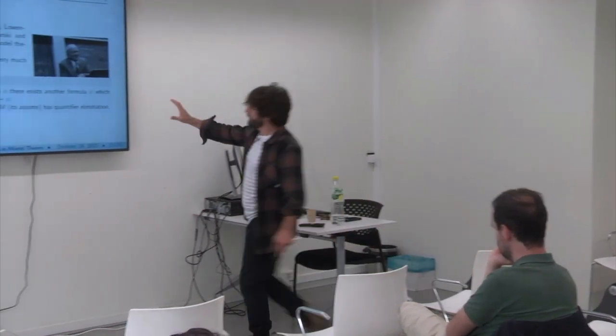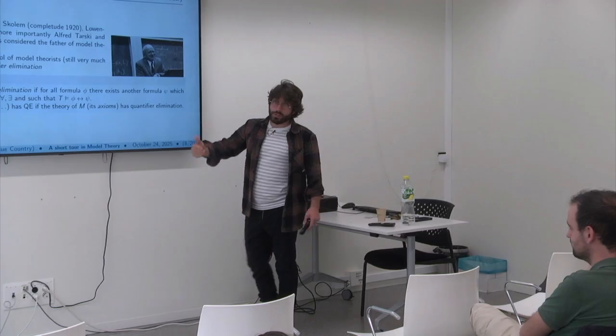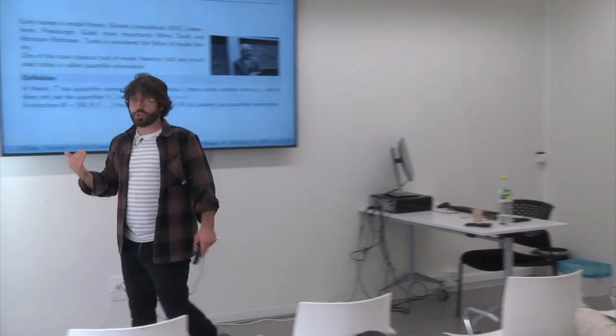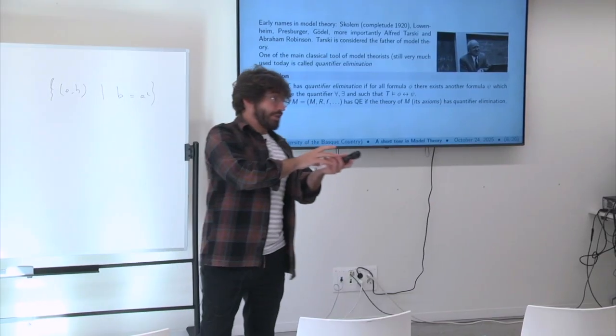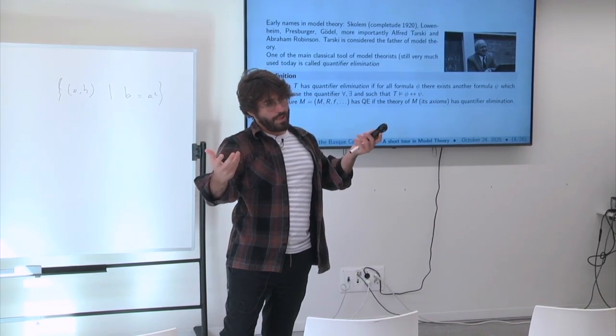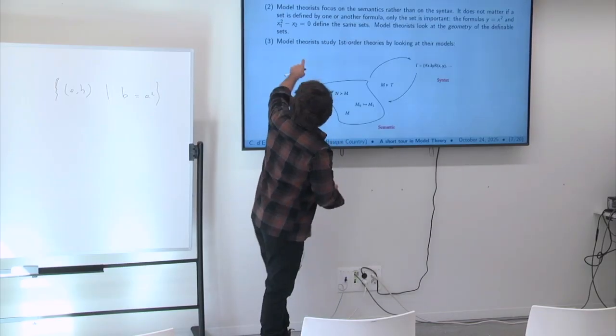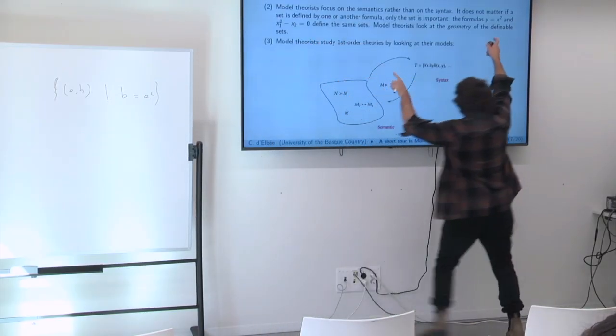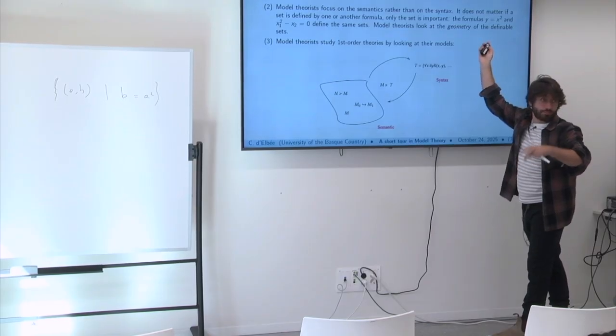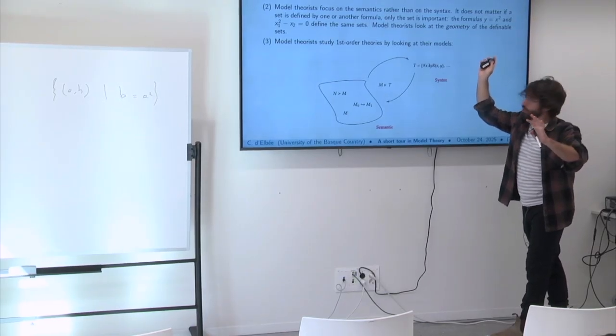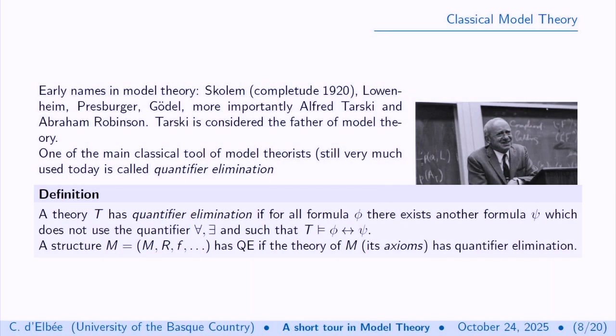What this is saying is that I want a theory in which any definable set is actually quantifier-free definable. Because of my point here, if I have two formulas that define the same set, I don't care about the formulas, so I'd rather focus on just the quantifier-free one, and so I'm really working with quantifier-free formulas. And as a definition, a structure has quantifier elimination if the theory of M, or its axioms, has quantifier elimination.